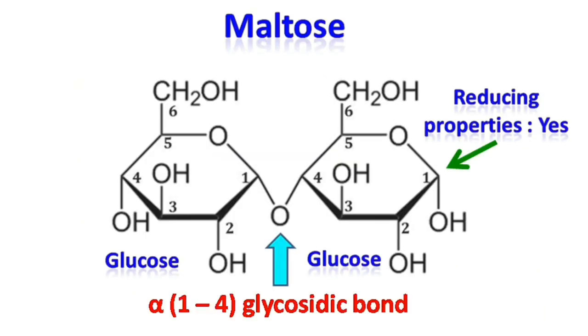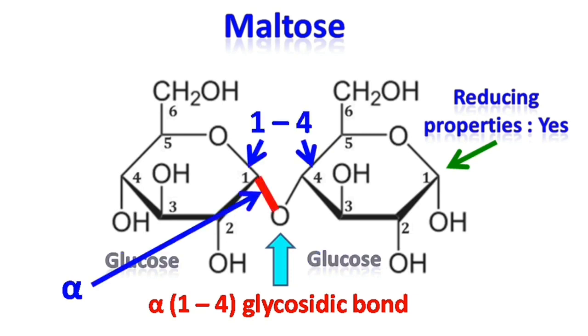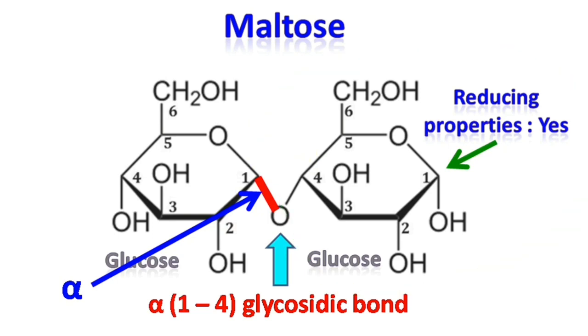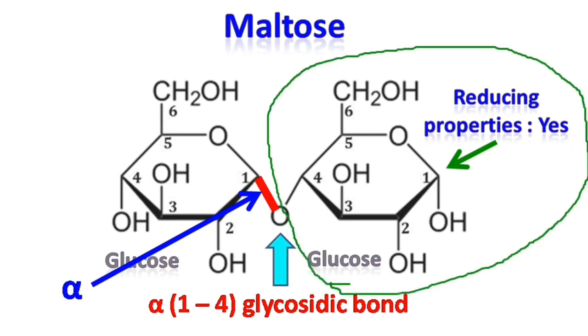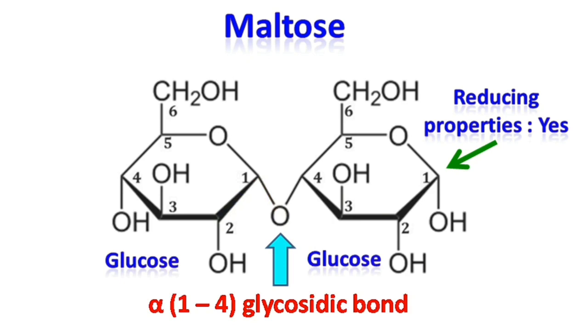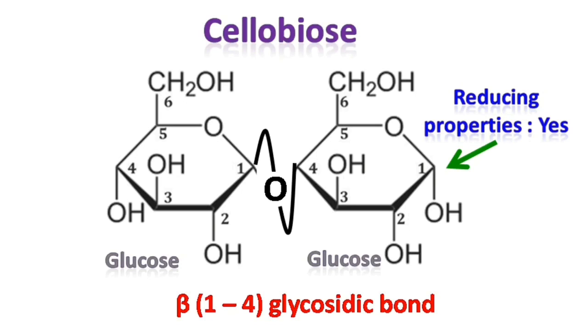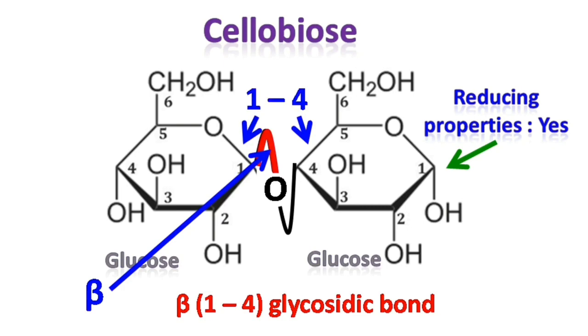Maltose. Maltose is formed by two molecules of glucose linked together by an alpha 1,4 glycosidic bond. The second molecule of glucose still has a free aldehyde group, which gives maltose its reducing properties. Maltose can be hydrolyzed into two molecules of glucose by the enzyme maltase or by dilute acids. Cellobiose. Cellobiose is similar to maltose, but instead of an alpha 1,4 glycosidic bond, it has a beta 1,4 glycosidic bond.